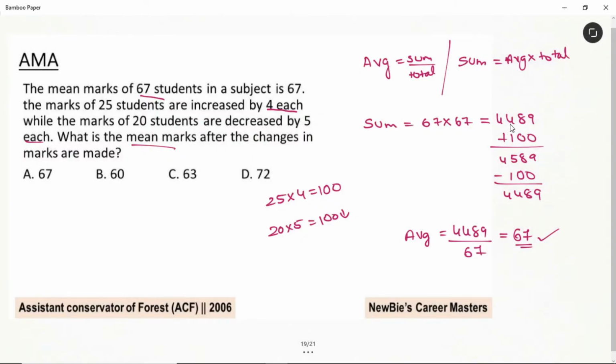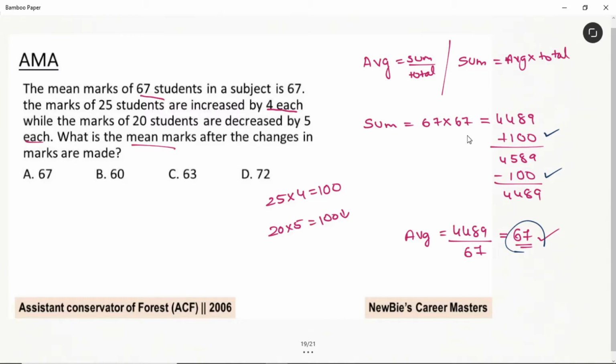You can observe here, 100 marks got increased and 100 marks got decreased. So there is no change in the sum. The initial sum and final sum are the same. That means the initial average and final average will be the same. Am I clear? In order to get this final answer, there is no need for all this calculation.